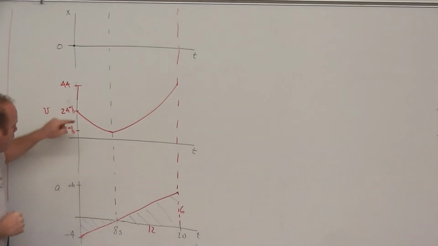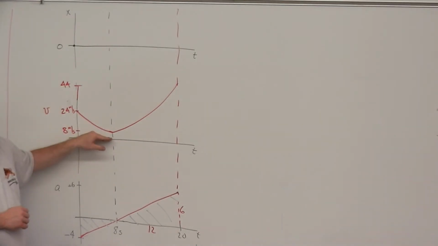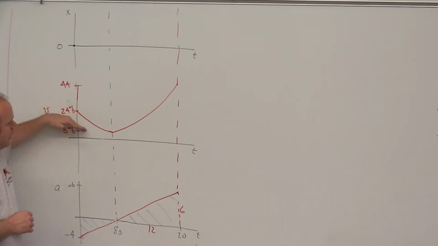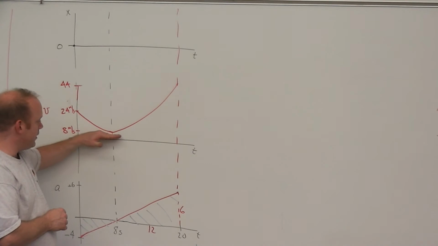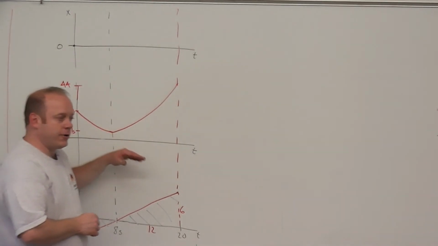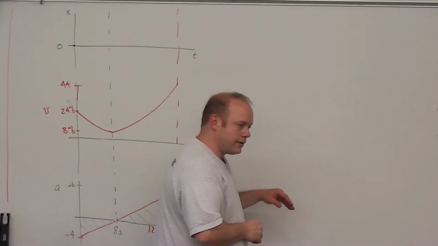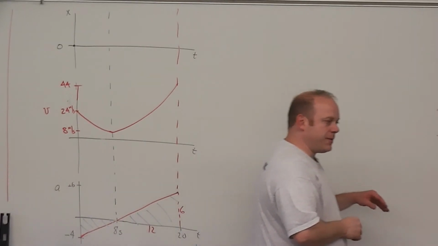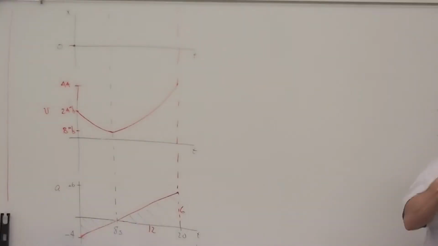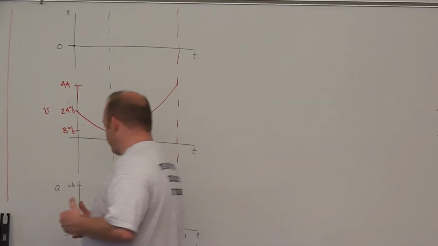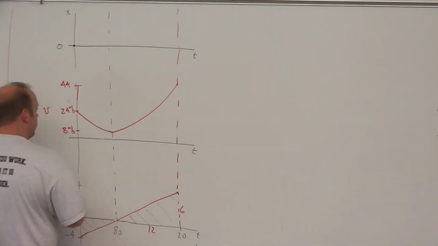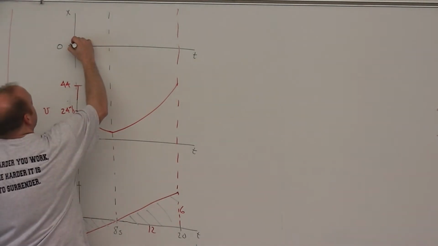Okay, so now, here's the thing. My velocity is decreasing, but it's still positive. My velocity is always positive. It decreases between 0 and 8 seconds. Okay, it's slowing down, but then it speeds back up again. Okay, it's always going forward. So my position versus time graph has to do something like this.